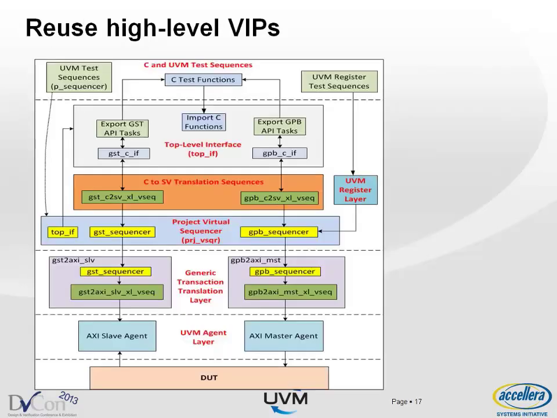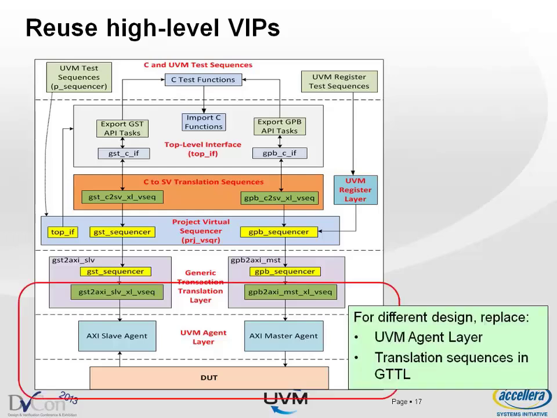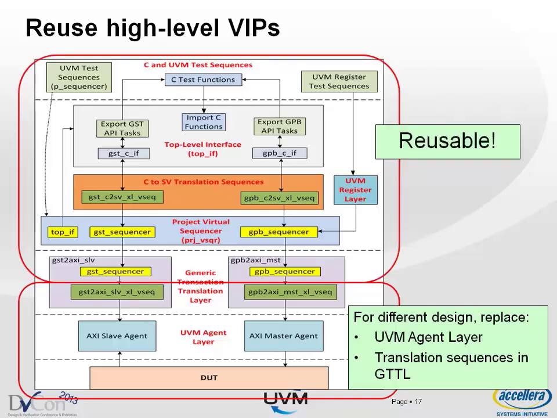We're talking about how to reuse the high-level verification components. In our design, later on, if we change the bus interface on the design, of course the UVM agent layer, the bus model, needs to be swapped out and replaced with a different model. And the translation sequence here also needs to be changed. But everything outside of this bus can be reusable, including all the testbench components and the translation sequences, as well as the C tasks and the UVM tasks.